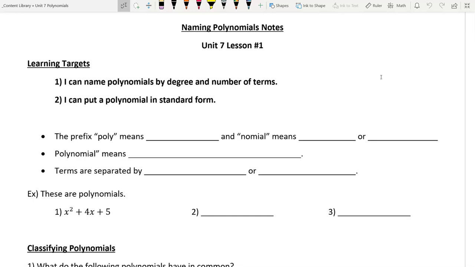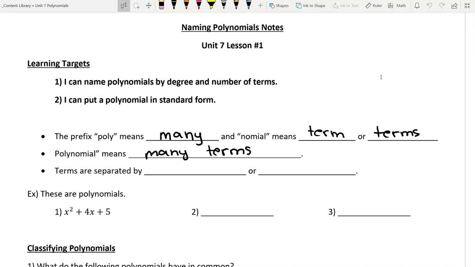So this is day one of our next unit. This next unit is all about polynomials. So let's just talk about that really quick because that's a good intro. The prefix poly just means many, okay? And then the word nomial just means terms, term or terms. So literally what polynomial means is it is an equation or an expression that has many terms.